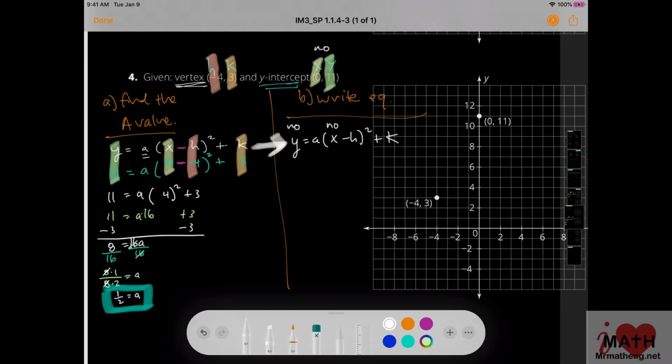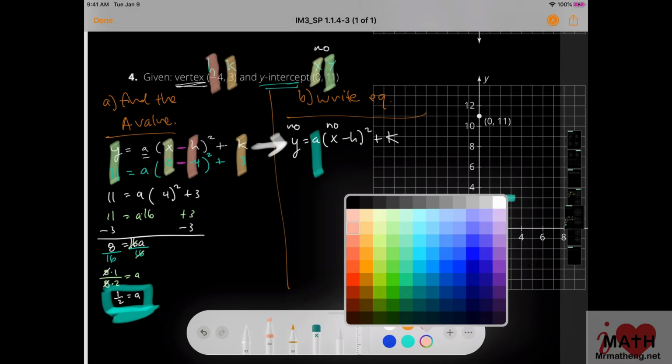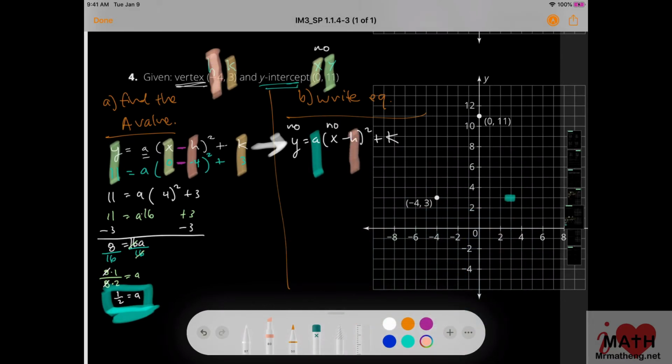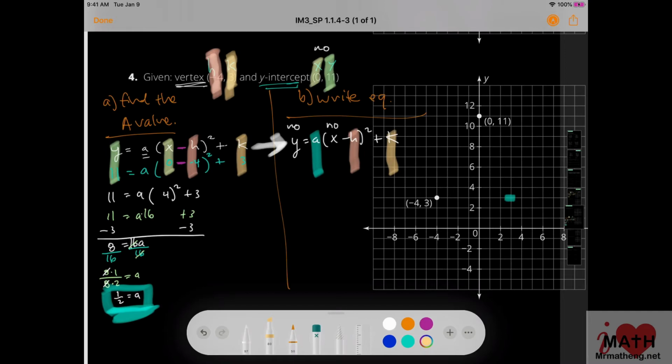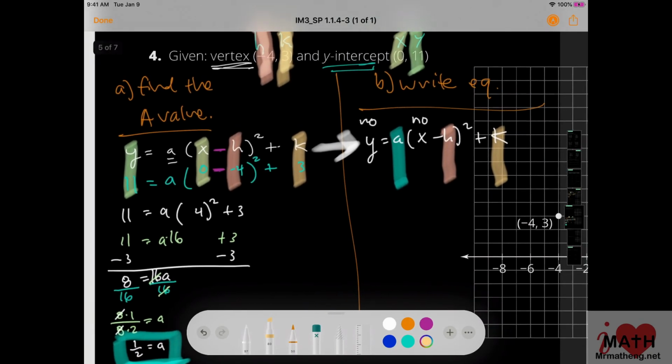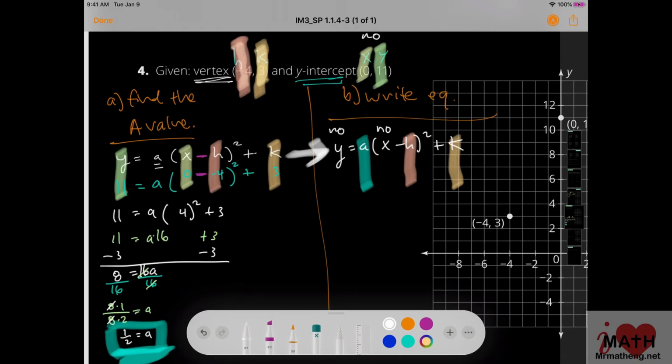What I do need is the value I just found. The a value goes here, and the h value from above, and the k value, this one, goes right there. Let's fill that in. So I have y equals, my a value is 1/2, times (x minus, what's our h value? negative 4) squared plus 3.